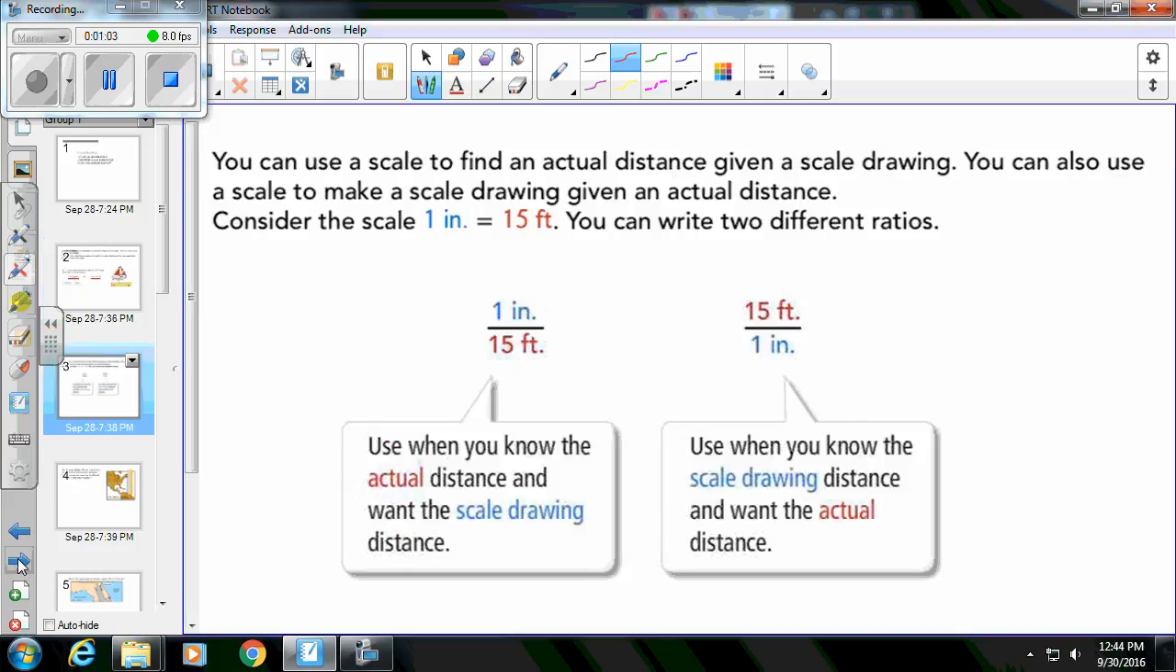So we can use this scale to find an actual distance given a scale drawing. You can also use a scale to make a scale drawing given an actual distance. You can go either way.